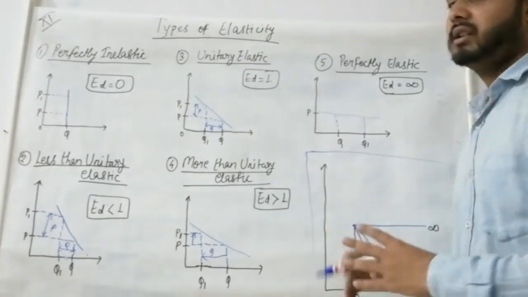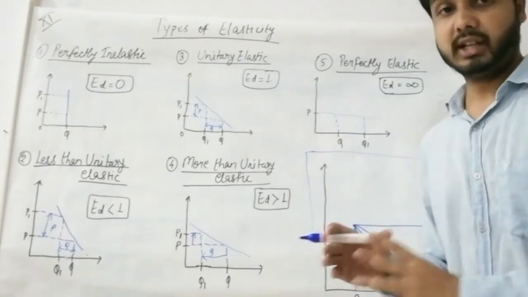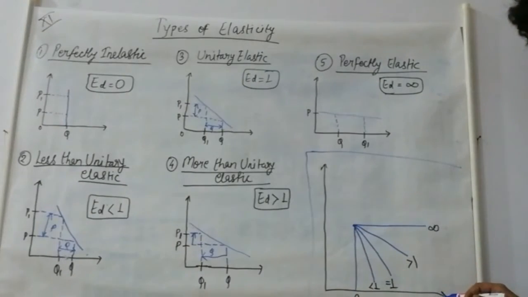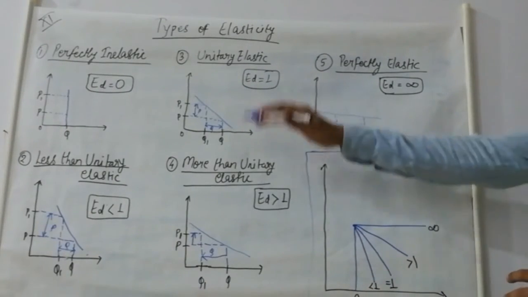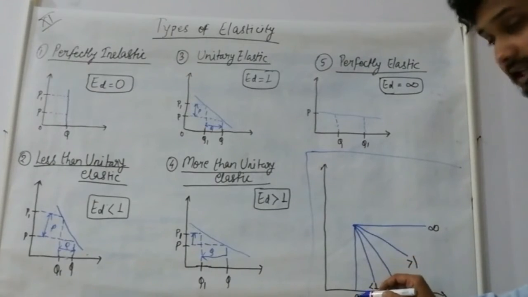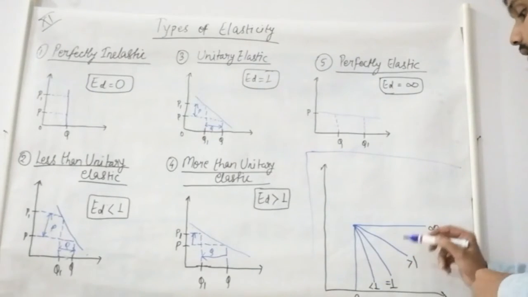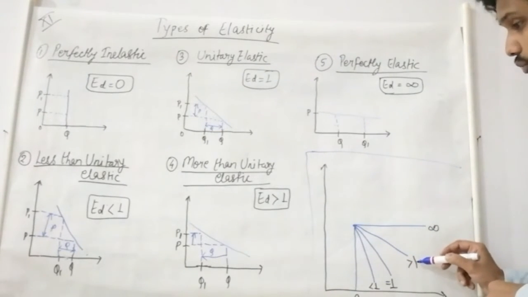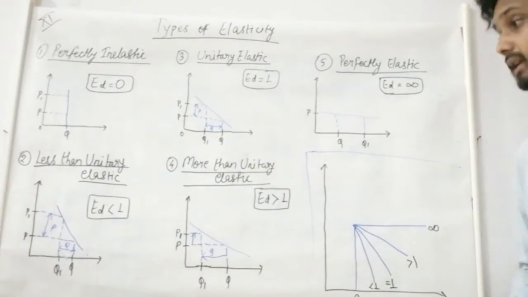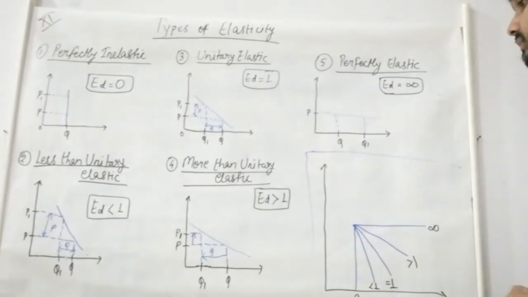So in this way, whatever answer we get, we can come to a conclusion which type of elasticity it is. This is the combined diagram of all the 5 types. This is elasticity of demand equal to 0, this is less than 1, this is equal to 1, this is more than 1, and this one shows infinity. So it was all about types of elasticity.